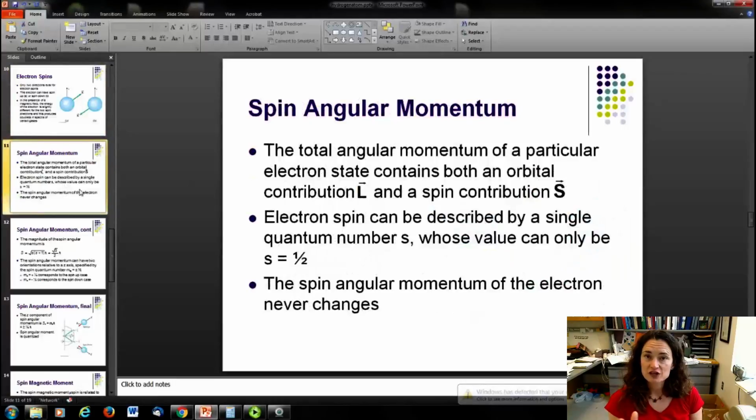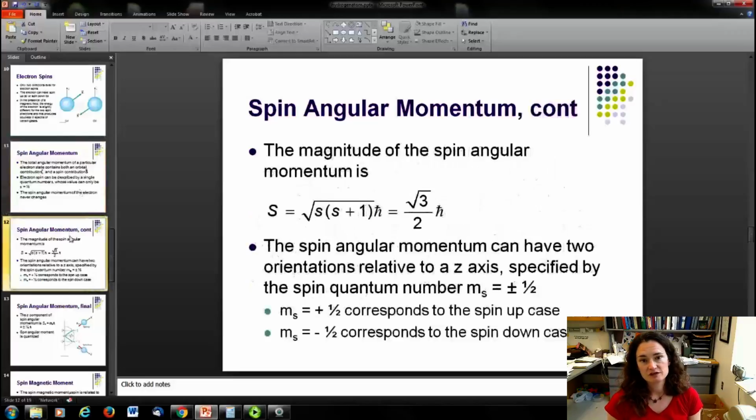Okay, so now you've got two forms of angular momentum. You've got your orbital angular momentum, L, and you've got your spin angular momentum, S. The quantum number that we'll use for the spin angular momentum will be lowercase s, and s is always equal to 1/2 for an electron, regardless of where you put it, in what atom, in what energy level. Little s is always equal to 1/2. It never changes.